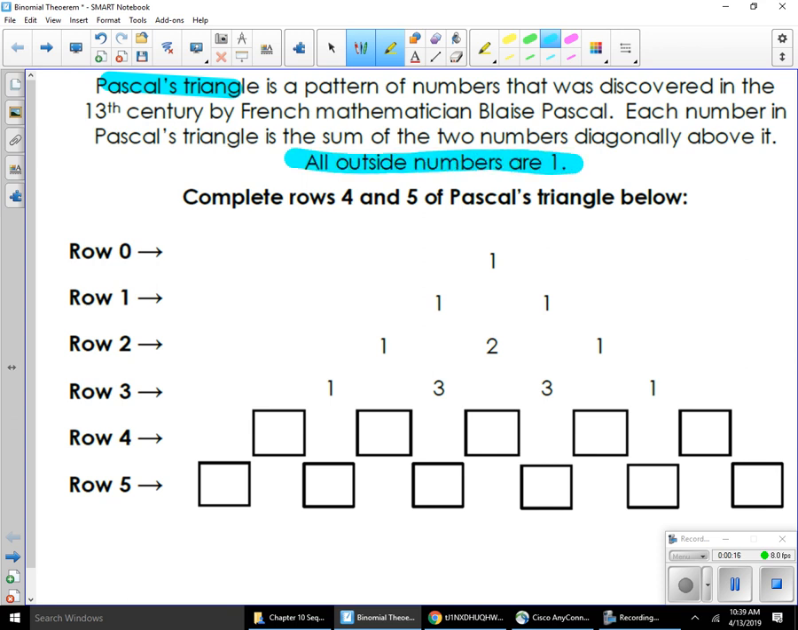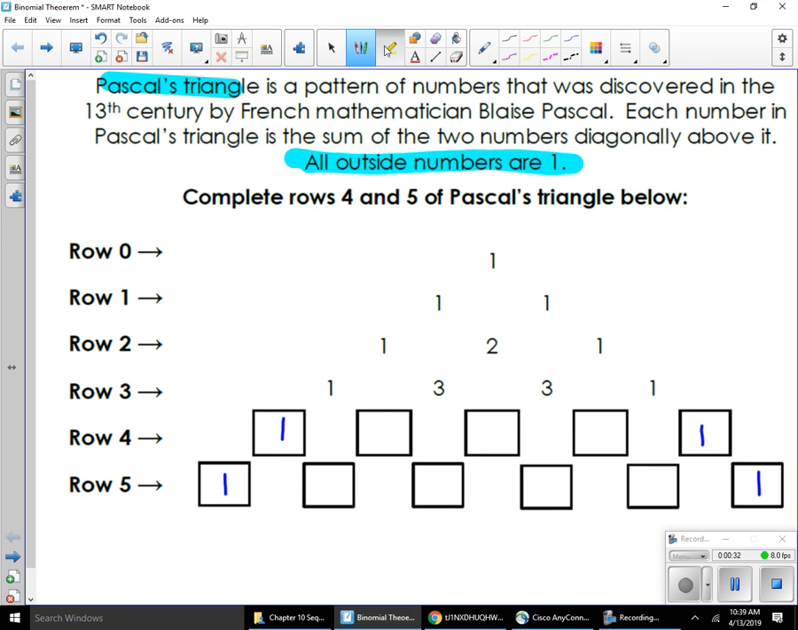All of the outside numbers in this pattern are going to be 1. So that's where all these ones are coming from, as well as those ones. And we can continue those ones down the diagonal forever and ever and ever until you run out of time or your computer runs out of memory.